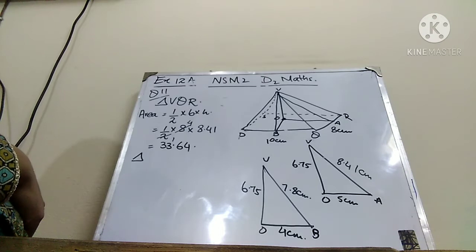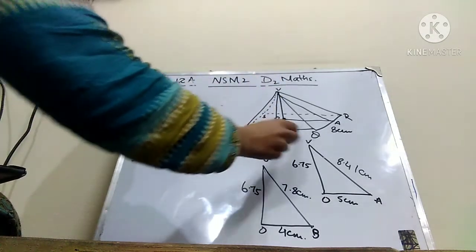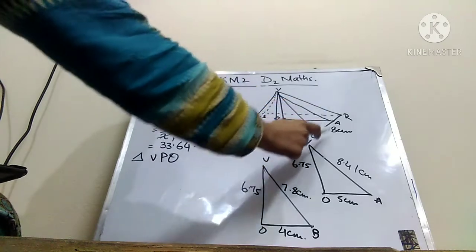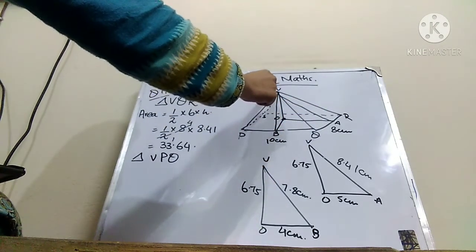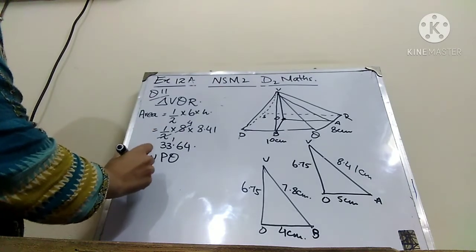Alright, now I'm going to find out the area of the other triangle, which is VPQ. This triangle, VPQ. Now I'm going to find out the area of this triangle, VPQ. Again, the formula is the same as for the other triangle.